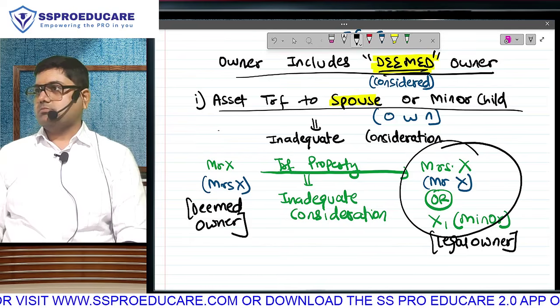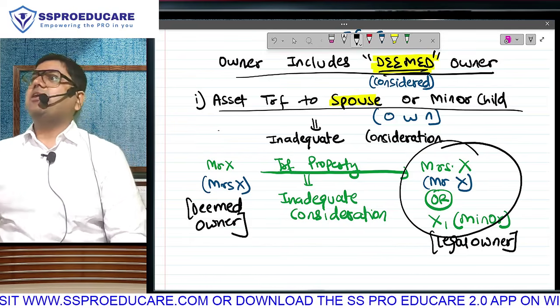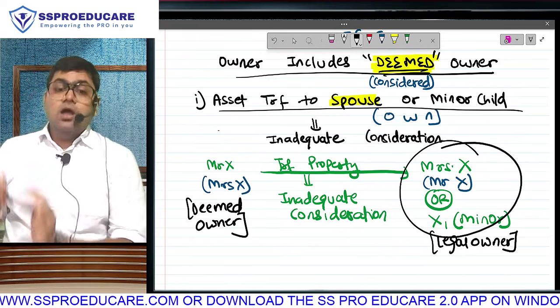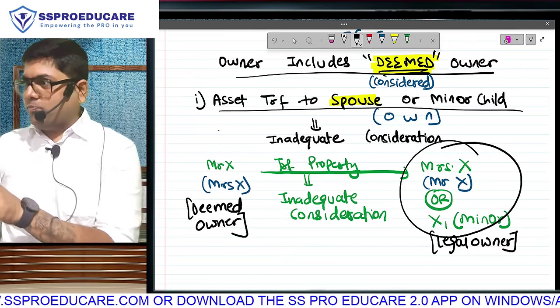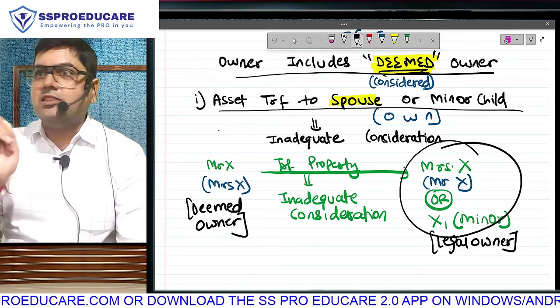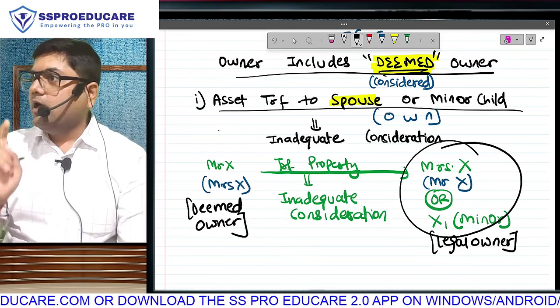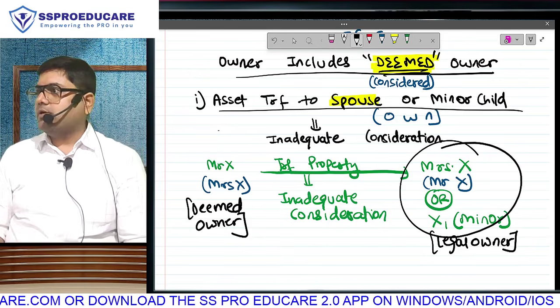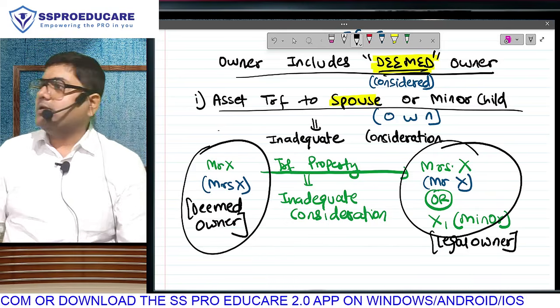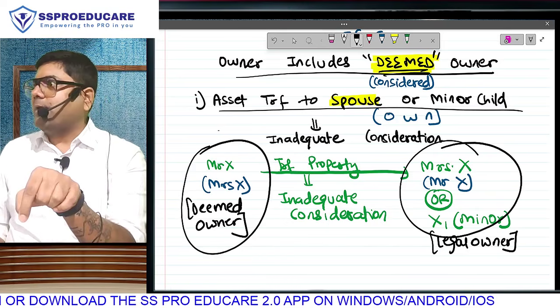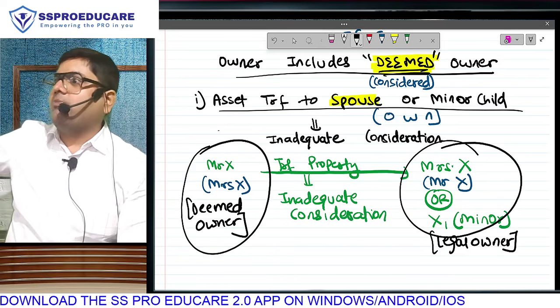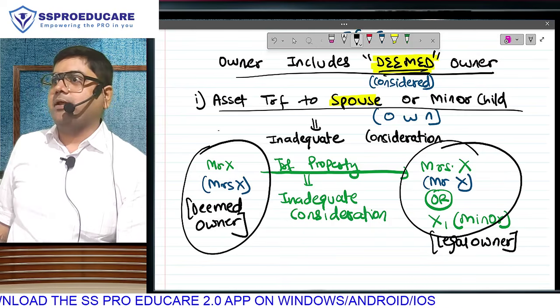Ek minute. Why is inadequate consideration important? Because if I sell the property to my wife or minor child by taking the market price of the property from them, will I show capital gains on my property? Will I pay tax on my capital gains? Once I pay tax on my capital gains, I can sell the property to my wife, my neighbor's wife, to anybody's wife on the planet.